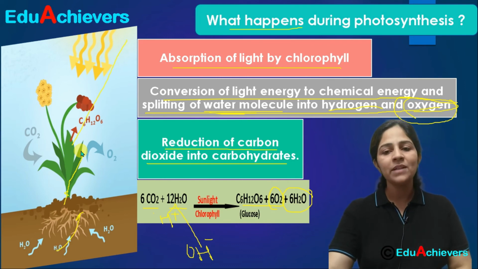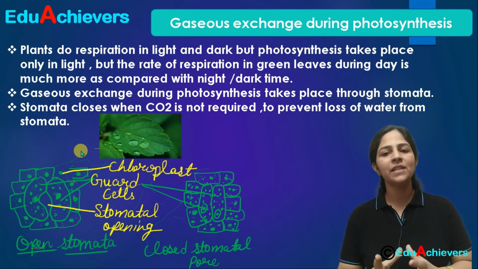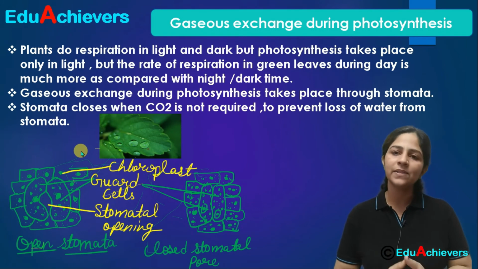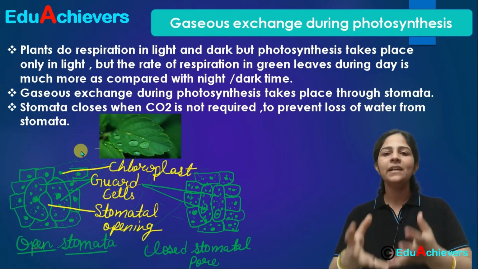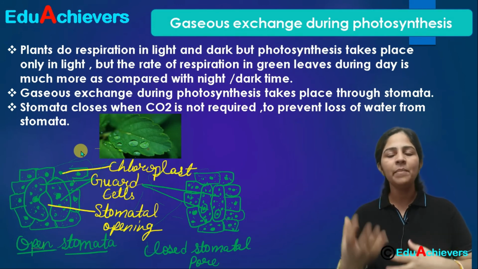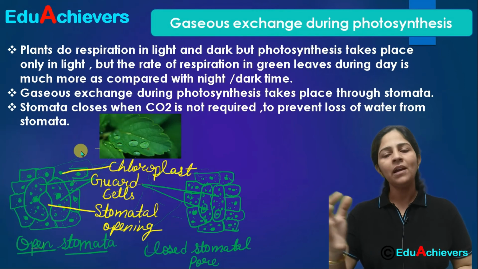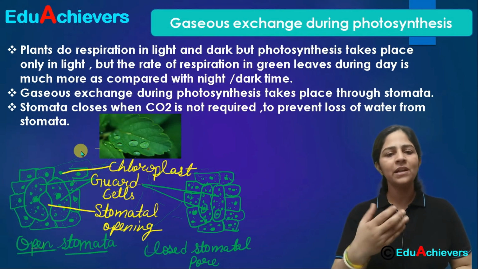So this is what happens during photosynthesis. Now let's understand कि plant में photosynthesis में gaseous exchange हो रहा है constantly, because carbon dioxide needs to be taken in, oxygen has to be removed, because oxygen का भी continuous formation हो रहा है, oxygen को भी plant को अपने अंदर से हटाना है और carbon dioxide को absorb करना है so that it can utilize.